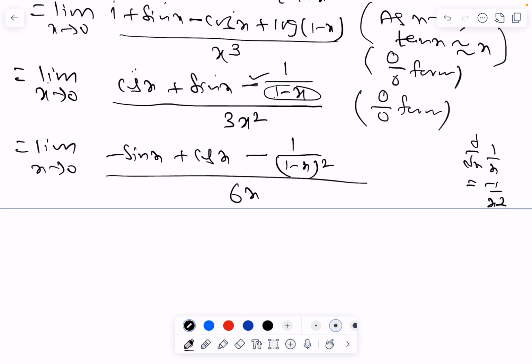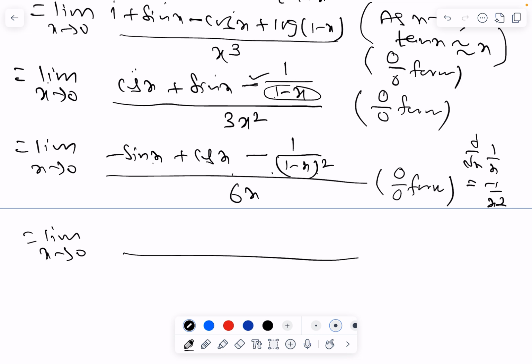Next. This is now sine 0. This is cosine 0, 1. This is also 1. 1 minus 1, 0. So this is 0 by 0. And so limit x tends to 0. Derivative of minus sine x is minus cosine x. Derivative of cosine x is minus sine x.